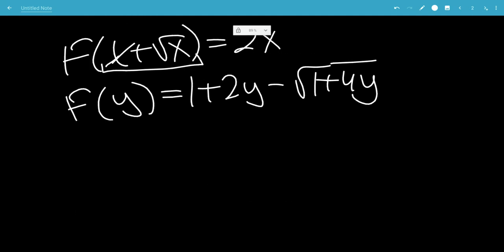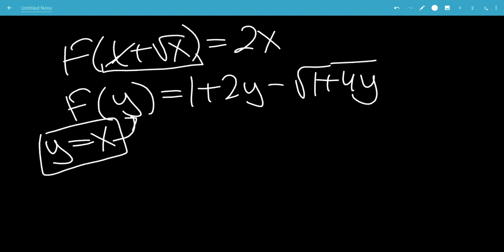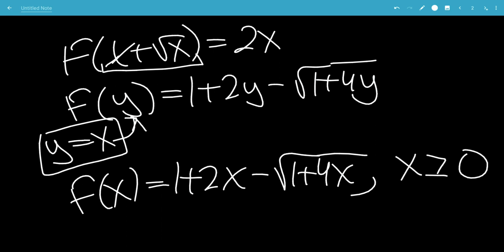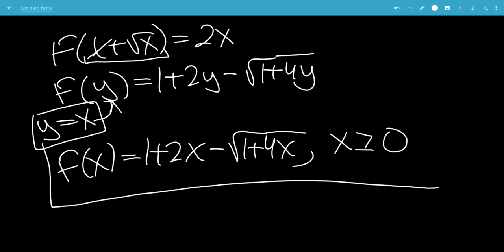Okay, so now we're going to do a simple substitution, y equals x. And that will give us f of x being 1 plus 2x minus the square root of 1 plus 4 times x. And now x has to be bigger than 0. And that is the end of the video.